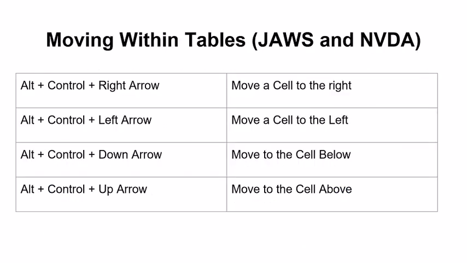So JAWS and NVDA have the following commands in common. Pressing Alt and Control plus the right arrow will move one cell to the right. Alt and Control plus left arrow will move one cell to the left. Alt Control plus down arrow will move to the cell below, while Alt Control plus up arrow will move to the cell above.